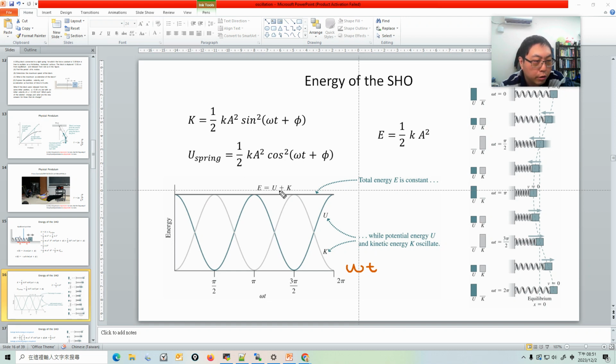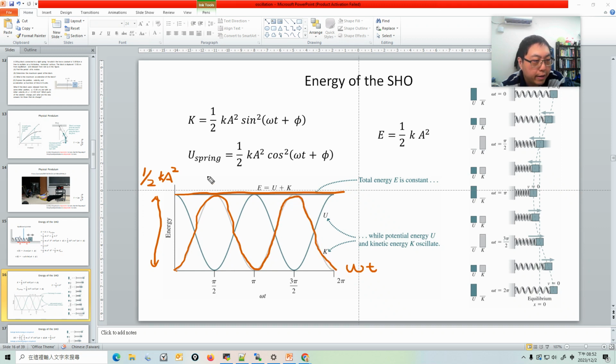Yeah, the total energy is the same. This line is total energy of the system. And what's the value? Don't forget, it's 1/2 Ka squared. That's the total energy. And you see the kinetic energy is a sine square function. This is a sine square function here, and over here, sine square function.